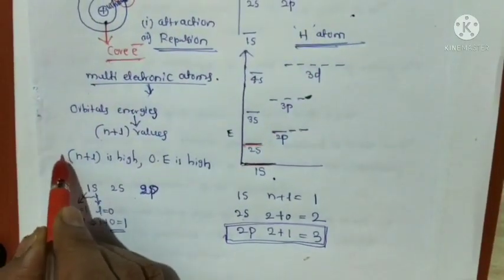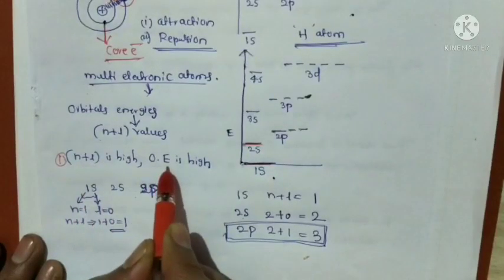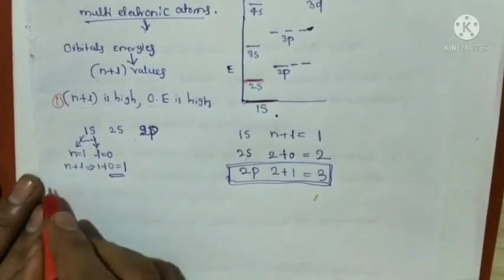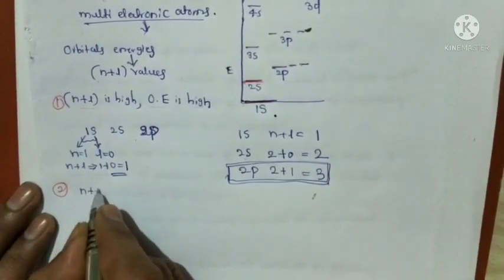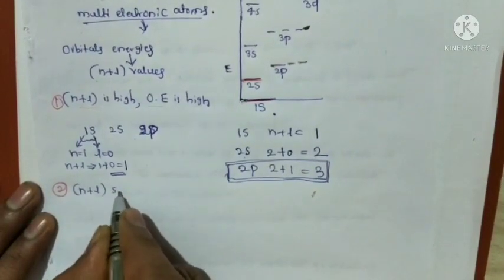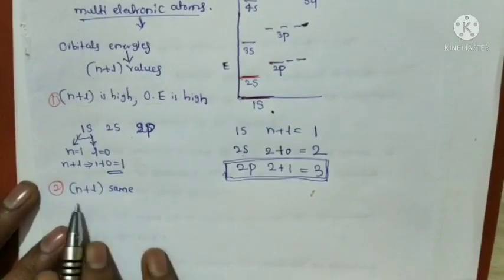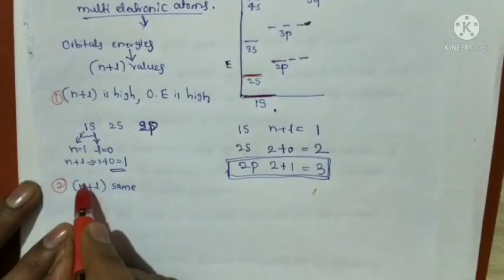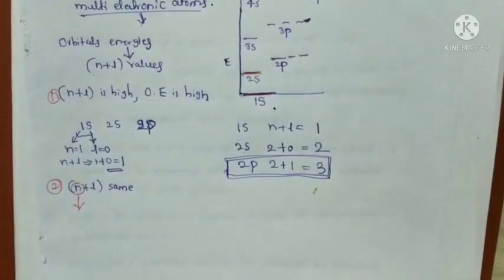So one point is, if the n plus L value is high, that orbital's energy is also high. Here is another very important point: sometimes both orbitals have the same n plus L value. In that situation, we consider which orbital has the higher principal quantum number; that orbital's energy is high.